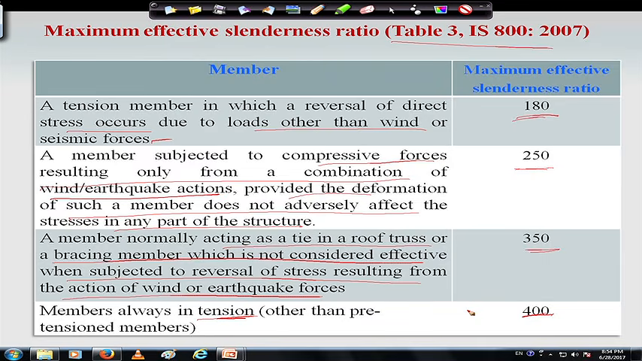So, this is how the IS code has provided certain limits on the maximum effective slenderness ratio. So, that has to be kept in mind. That means, when we are going to design a tension member, not only do we have to check that the section is safe from the strength point of view, but also whether it is under the permissible limit of slenderness ratio or not. So, both things we have to see.